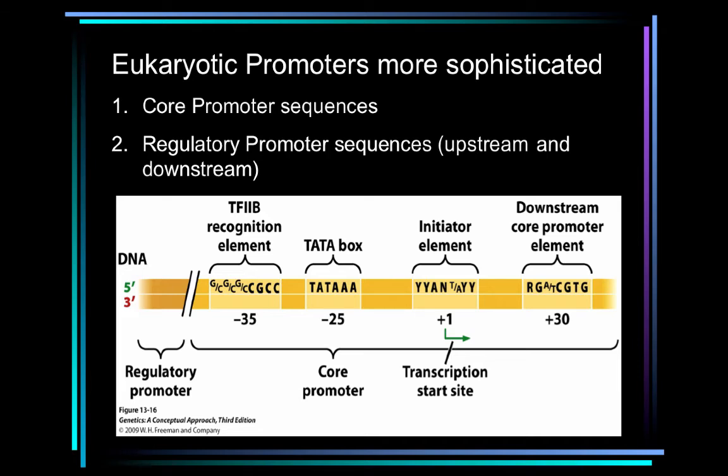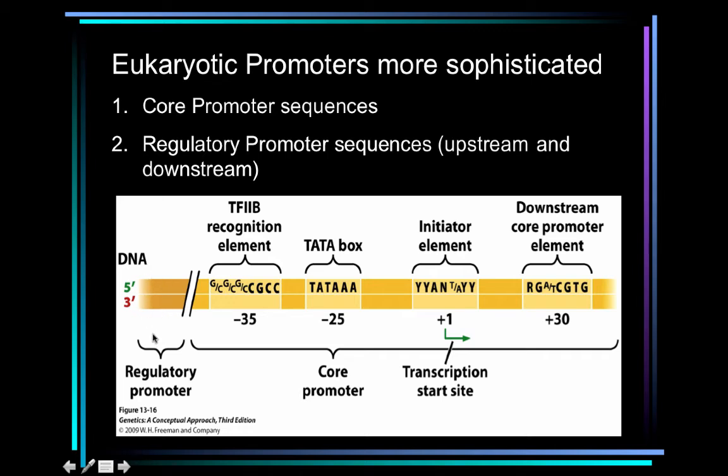So as we look at our eukaryotic promoters, if this is our start site right here, we've got core promoters that are going to be upstream, and then we have regulatory promoters that are going to be downstream, as well as upstream. So that TATA box is still very much in place, but in eukaryotic systems, we usually don't see it until minus 25 above the start site. And then we see another consensus sequence at minus 35. And so that's going to be our core promoter region.